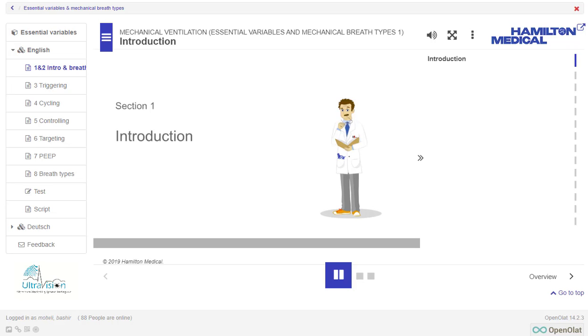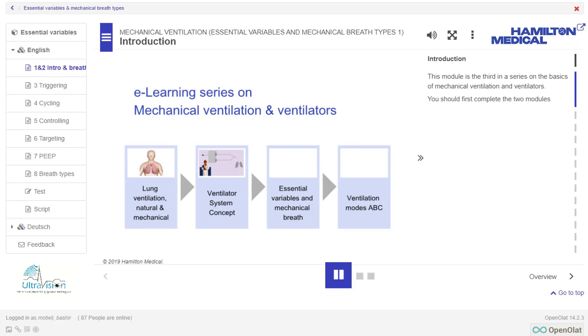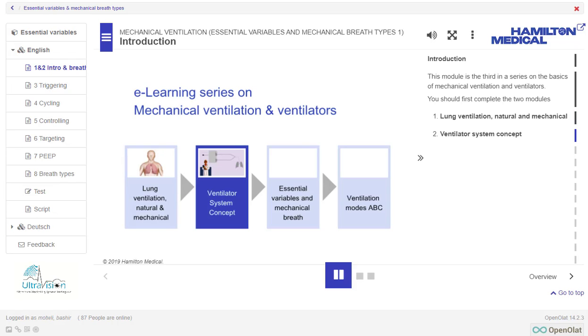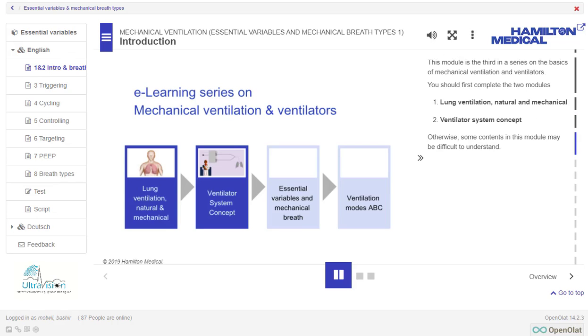Introduction. This module is the third in a series on the basics of mechanical ventilation in ventilators. You should first complete the two modules: Lung ventilation, natural and mechanical, and Ventilator system concept. Otherwise, some contents in this module may be difficult to understand.